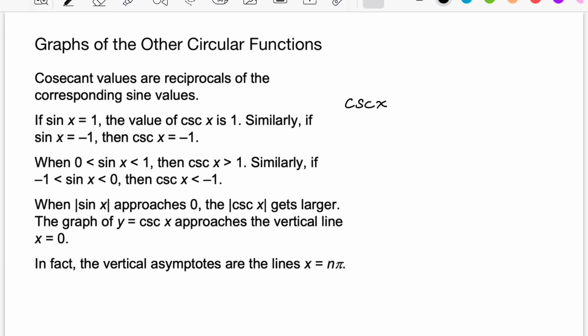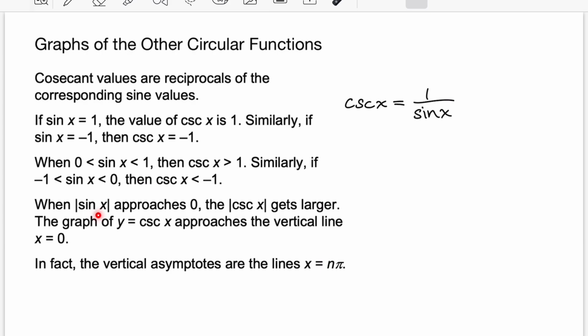So cosecant x is going to be 1 over sine x. This tells us if sine x is equal to 1, cosecant x is equal to 1. And if sine x is equal to -1, then cosecant x is equal to -1. And by similar reasoning here, we have this. If sine is in between 0 and 1, then cosecant x is greater than 1. And if sine is in between -1 and 0, then cosecant is less than -1.